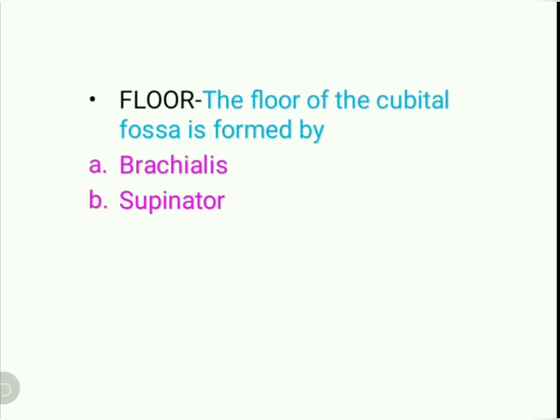Now the floor of the cubital fossa. Floor of the cubital fossa is formed by two muscles, that is brachialis muscle and supinator muscle.